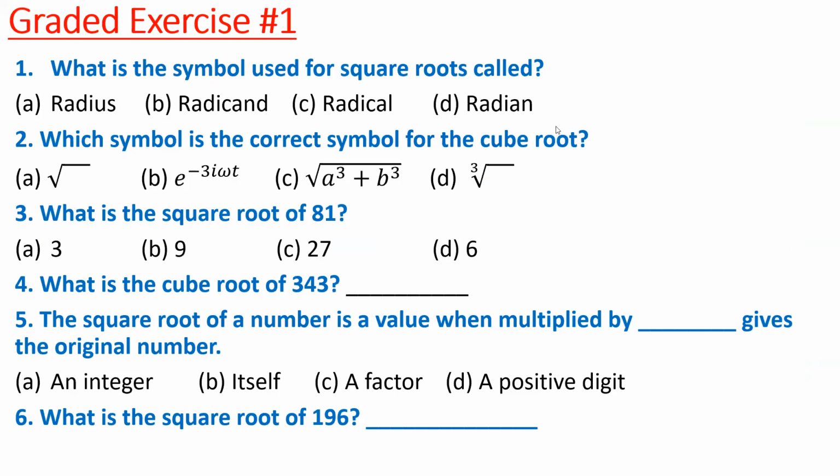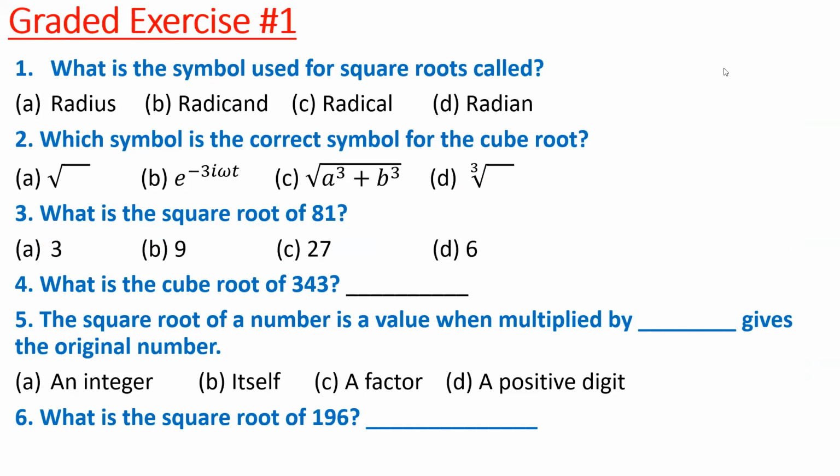The first question says, what symbol is used for square roots? Or what is the symbol used for square roots called? Write this down in your book, please. Again, write this down in your book and then write down the options as well. Is it A, radius, B, radicand, C, radical, or D, radian?